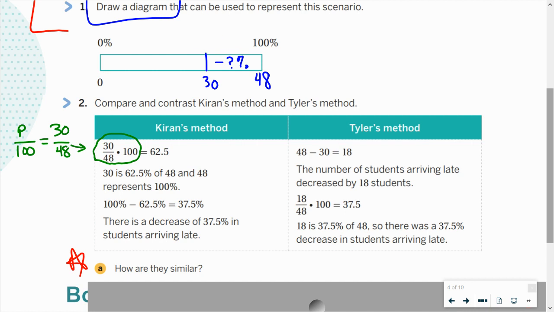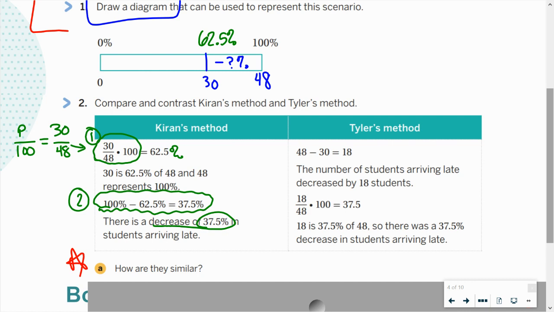Now, in so doing, Kieran finds 62.5% is the relationship of 30 to 48, but it doesn't ask for that. It asks us what is the percent of change. So while Kieran's first step is to find that percent, the second step is to actually subtract that from 100 and find a 37.5% decrease.